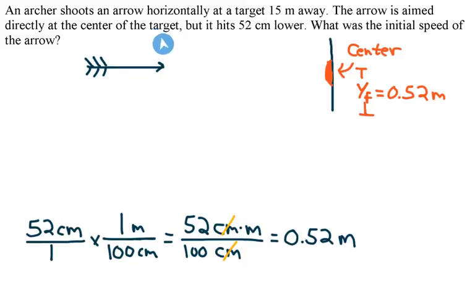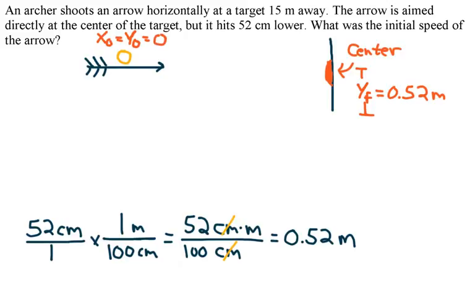Now, another piece of information that's given in the problem is that the archer shoots an arrow horizontally at a target 15 meters away. So let's define our origin here before we do anything else. I always like to put my origin right where the object starts. So I'm going to put a little O here for origin, right at the center of mass of the arrow, and that's where I'm defining the initial position. The x component of the initial position and the y component of the initial position are going to equal 0.